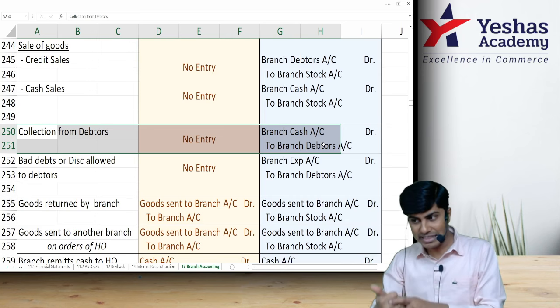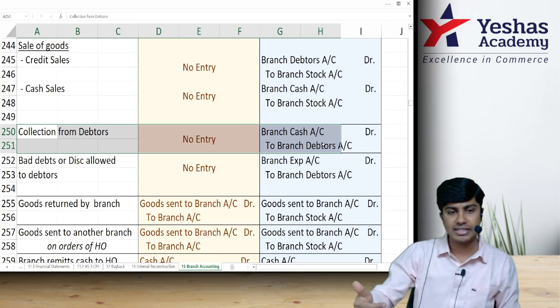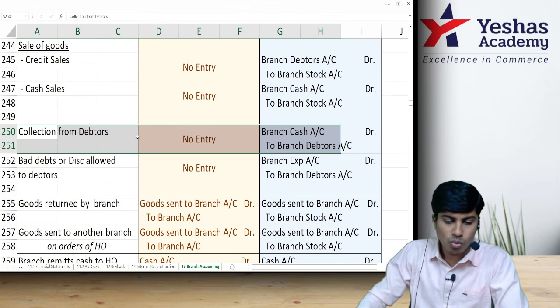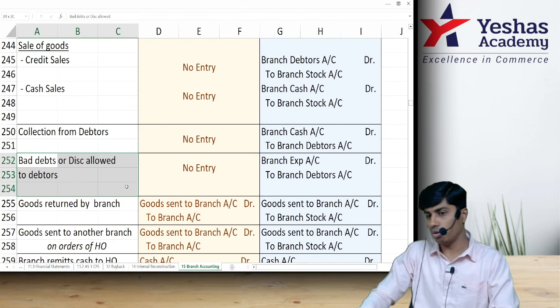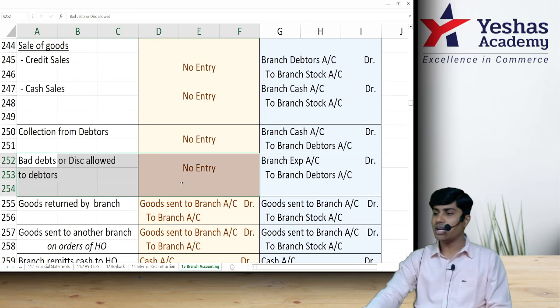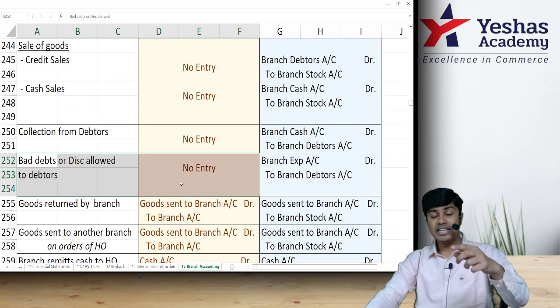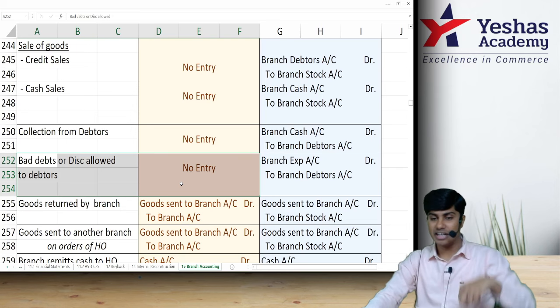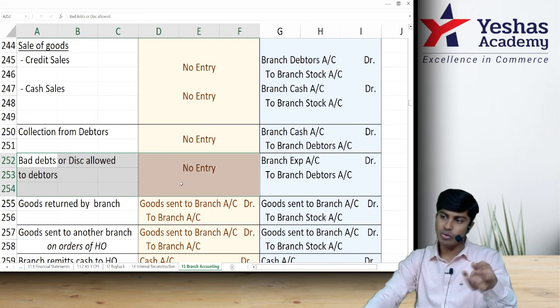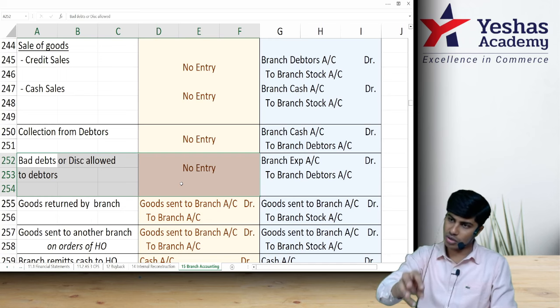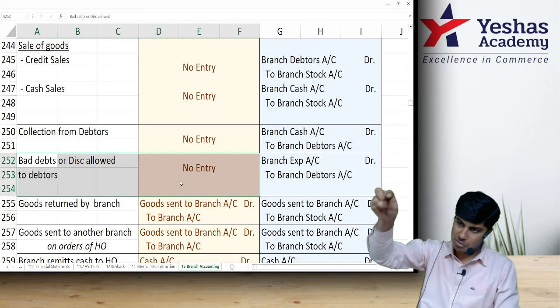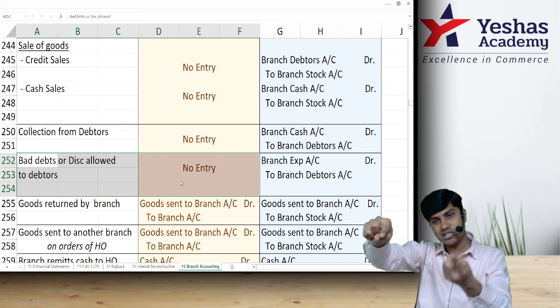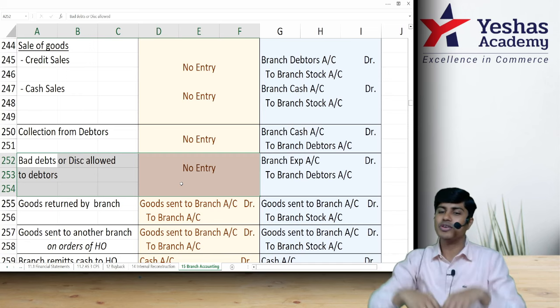It will be branch cash to branch debtors. Next, what if there is bad debts or discount allowed? Again, under debtor system, there is no transaction, no journal entry, because it is a transaction between the branch and a third party. Bad debts or discount is identified as a profit or loss impactful item in branch, and debtors is also there in the same ledger. So you don't have to write it separately.